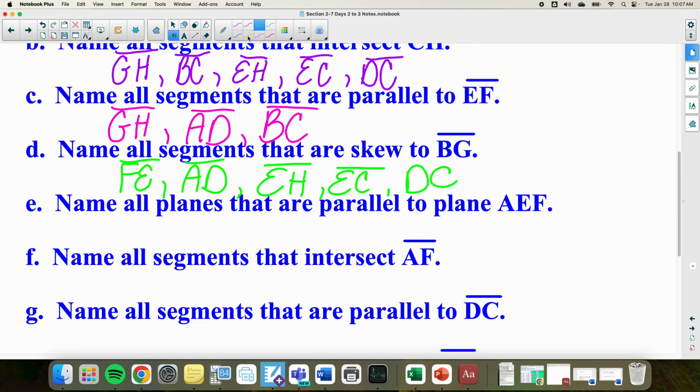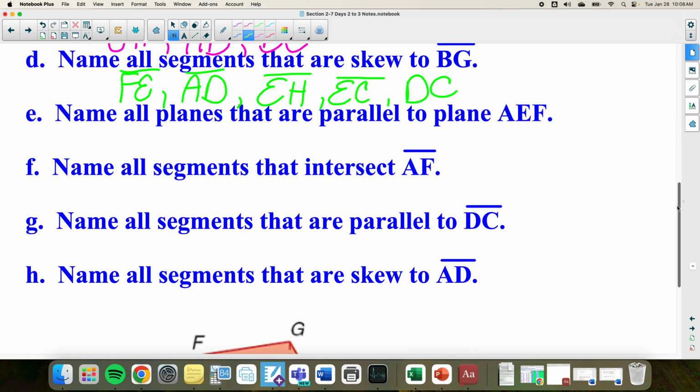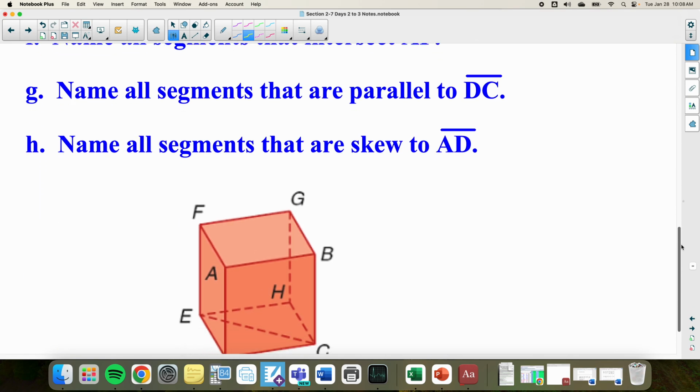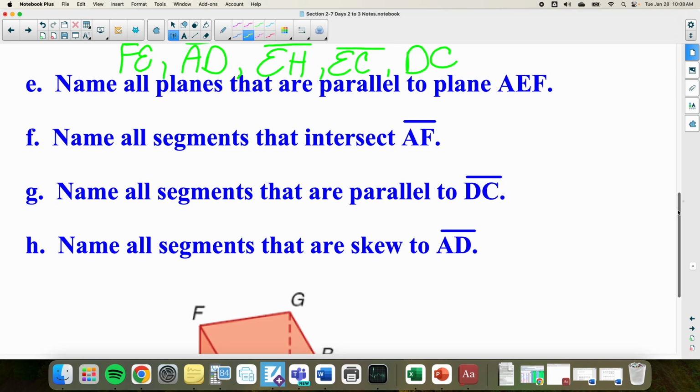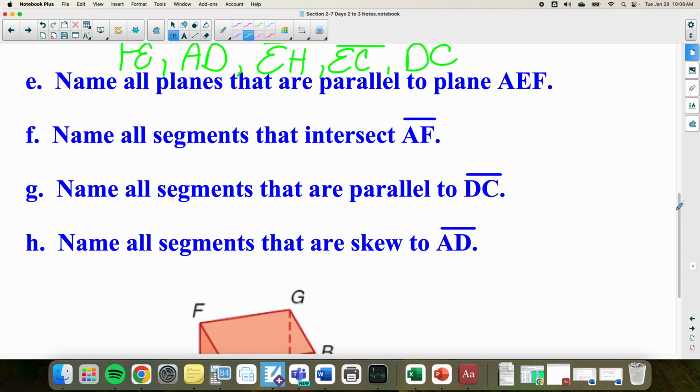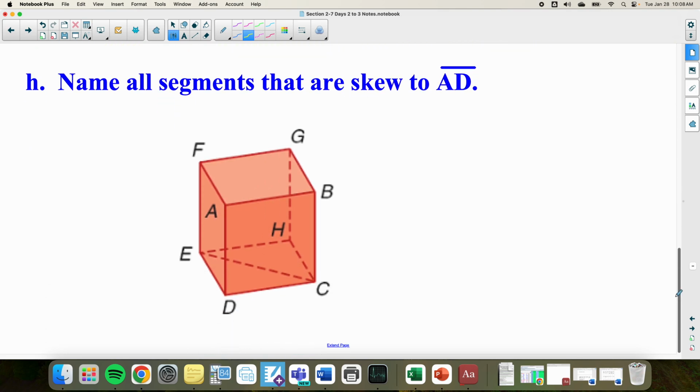Okay? Alright, now if I go down, like I have the same diagram down below, it says name all planes parallel to AEF. AEF is this plane, and wouldn't it just have one that's across from it? Yes, and that would be GBC, like you said, Maya. Everybody get that? So plane GBC.